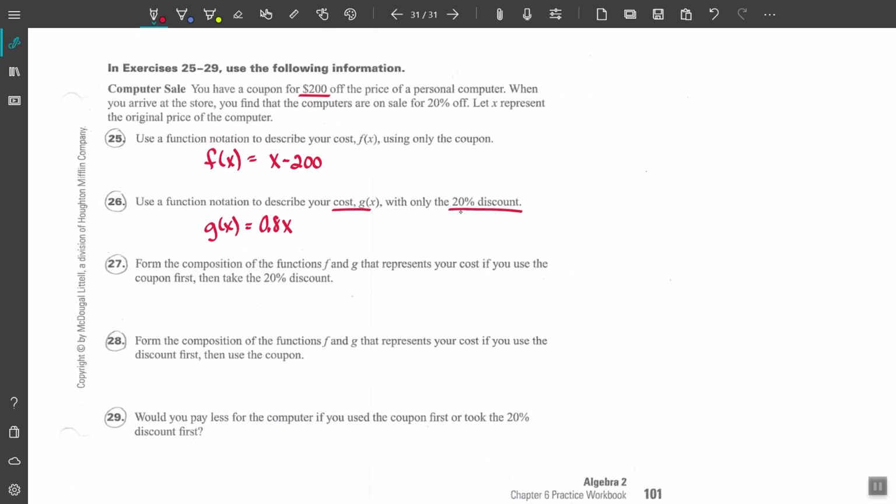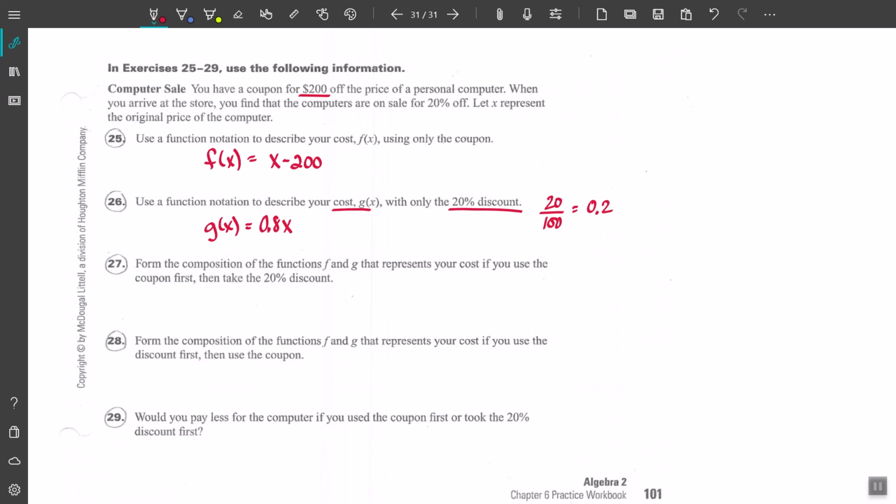Remember, you have to put percentages as a decimal. This percent sign doesn't really mean anything. It just means 20 out of 100. And so we have to turn that into a decimal if we're going to use it. But in this case, we wanted the 80%, which is why I got the 0.8.